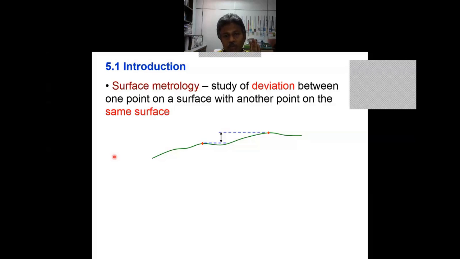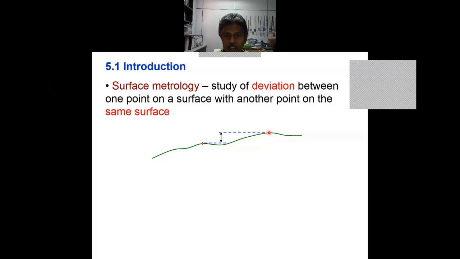But then when we do a measurement on a surface, known as surface metrology, this area is basically a study of deviation between one point on a surface to another point on the same surface. So we look at the deviation from one point to another point. So the maximum deviation can be used as a measure of surface characteristic. It can be the roughness value.